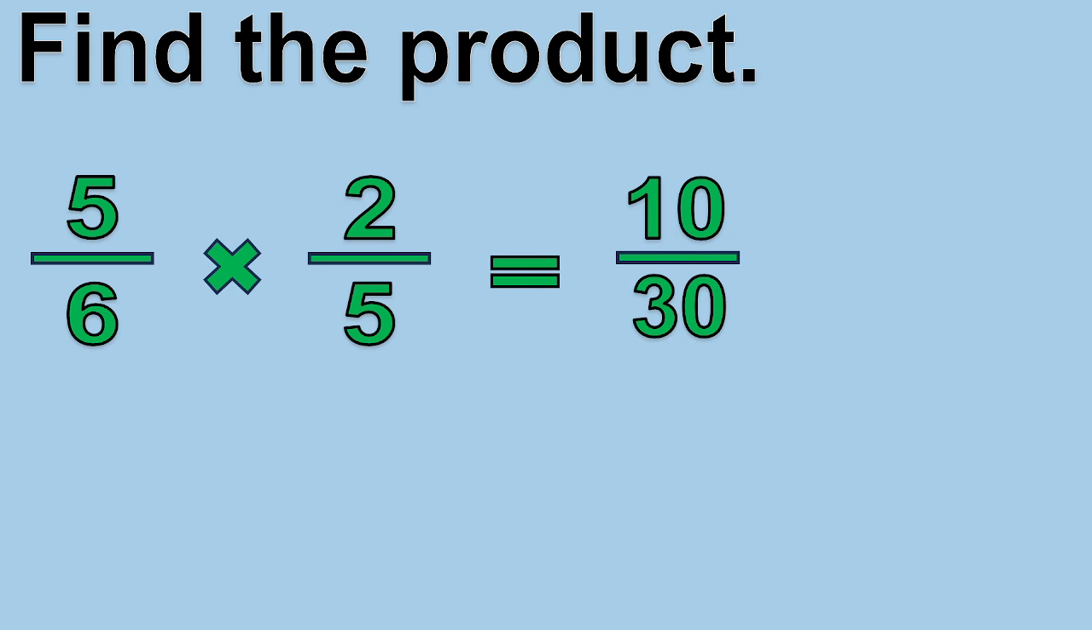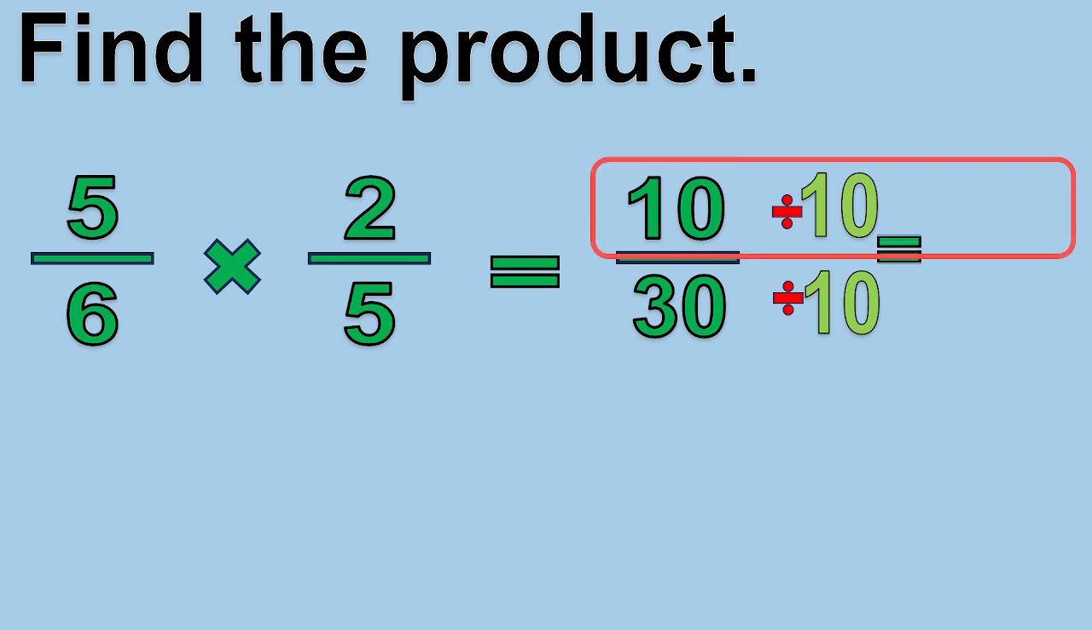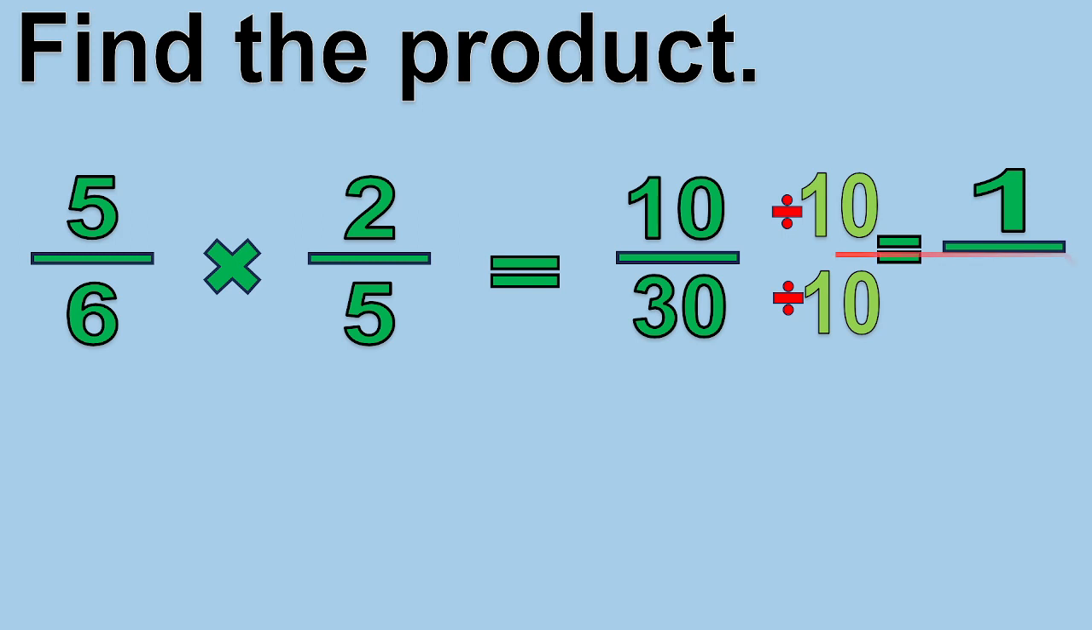10 is the greatest common factor of 10 and 30. So, divide both 10 and 30 by 10 to simplify. 10 divided by 10 equals 1. And 30 divided by 10 equals 3. Therefore, our final answer is 1/3.